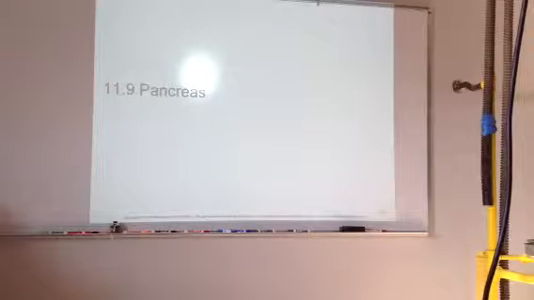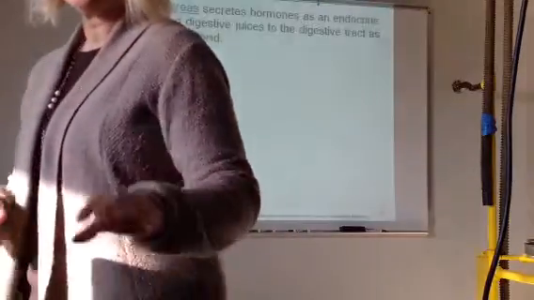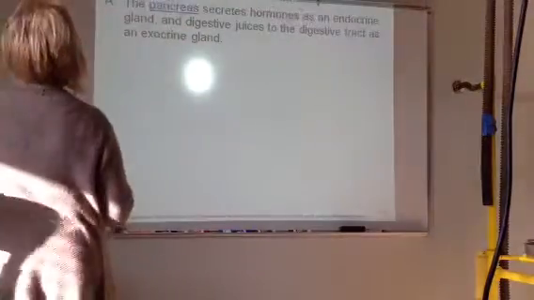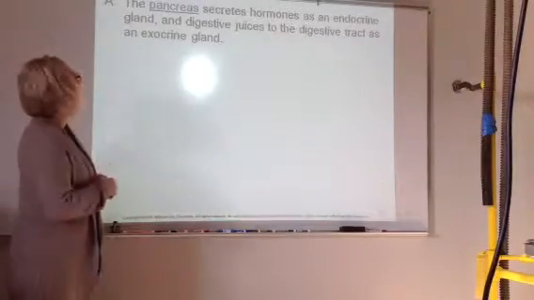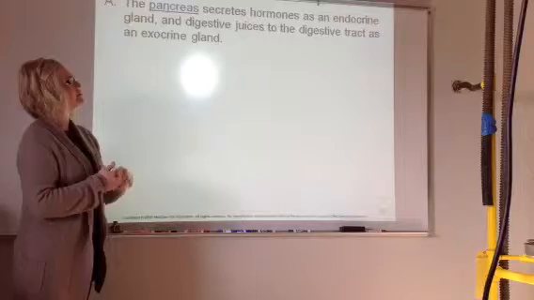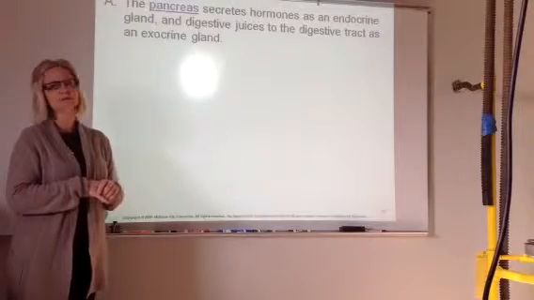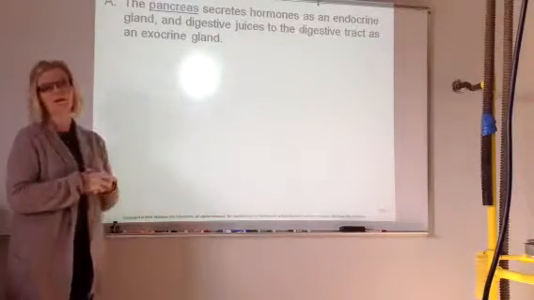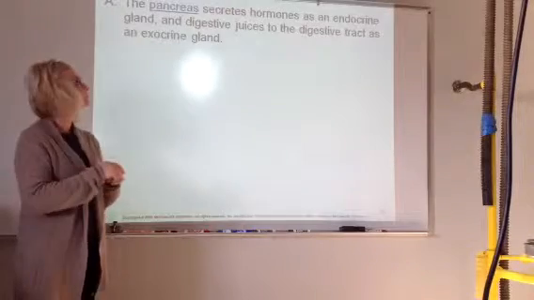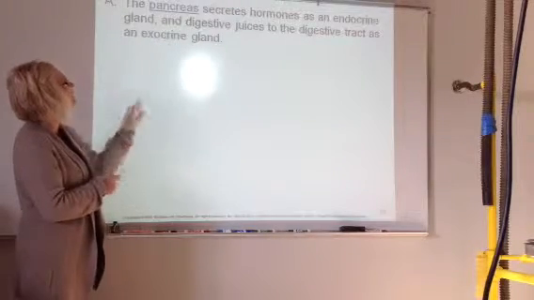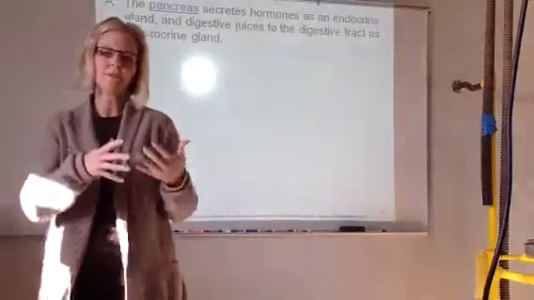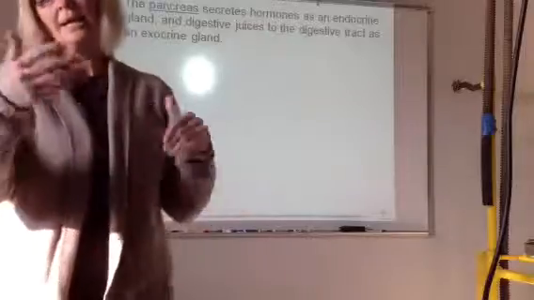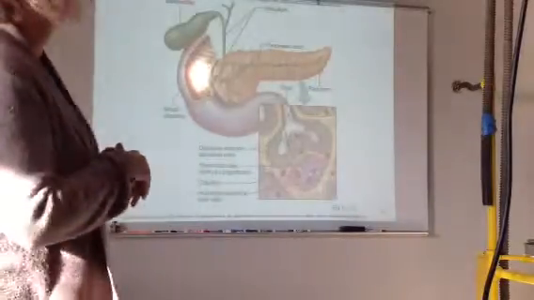Alright, looking at the pancreas, one of your larger endocrine glands. The pancreas secretes hormones. It's considered an endocrine gland. It also will produce digestive juices, so it's considered part of your digestive system when we talk about the digestive system. So that would be an exocrine gland. So your pancreas is part of your endocrine system and your digestive system.